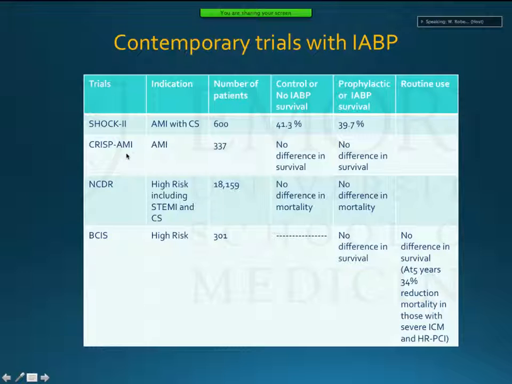CRISP AMI was another study, with no difference in survival between the two groups. The NCDR registry of 18,000 patients showed no different mortality. And the British BCIS study, 301 patients, also showed no different survival, though at 5 years there was a 34% reduction in mortality of those who survived with severe ischemic cardiomyopathy and high-risk PCI. So the good old balloon pump really doesn't seem to be effective in acute shock, but this is the device most commonly available in most of the world.